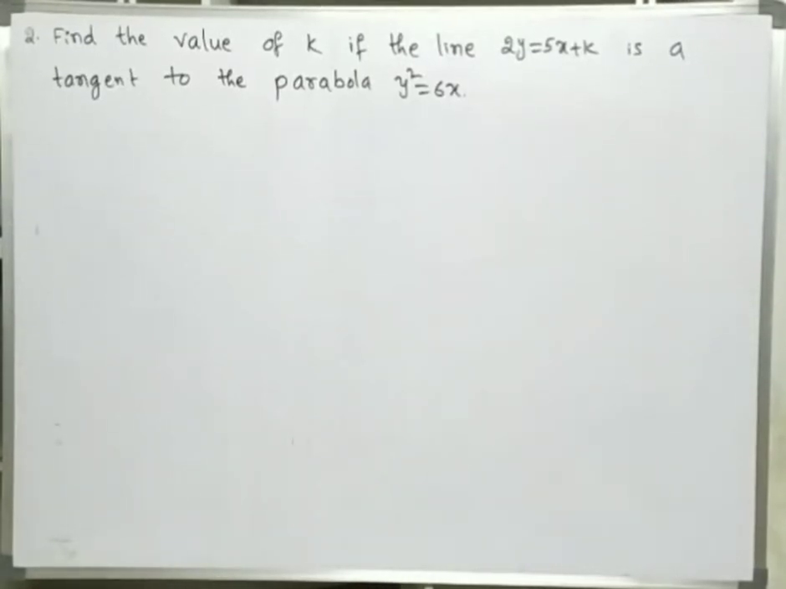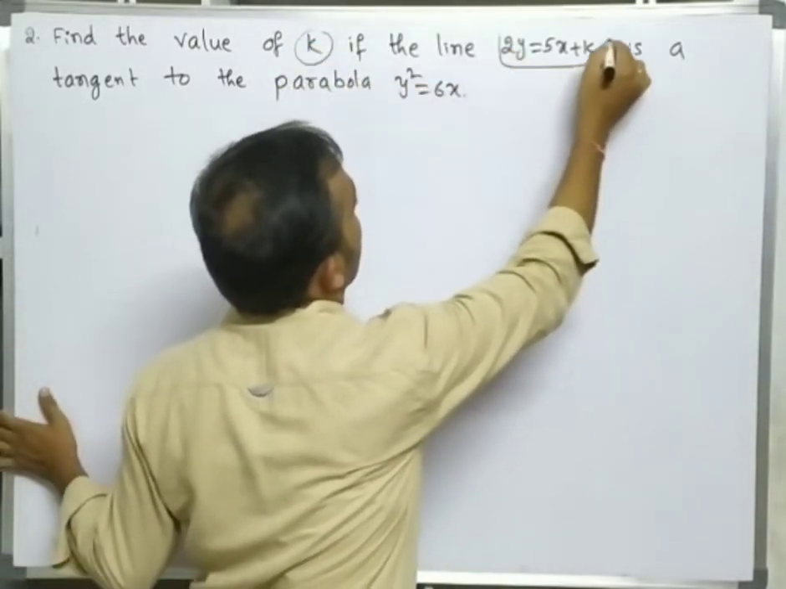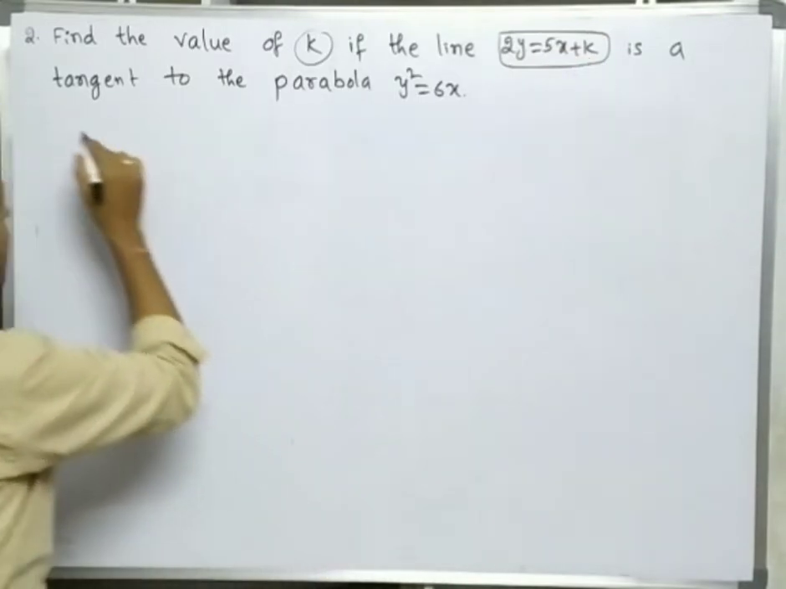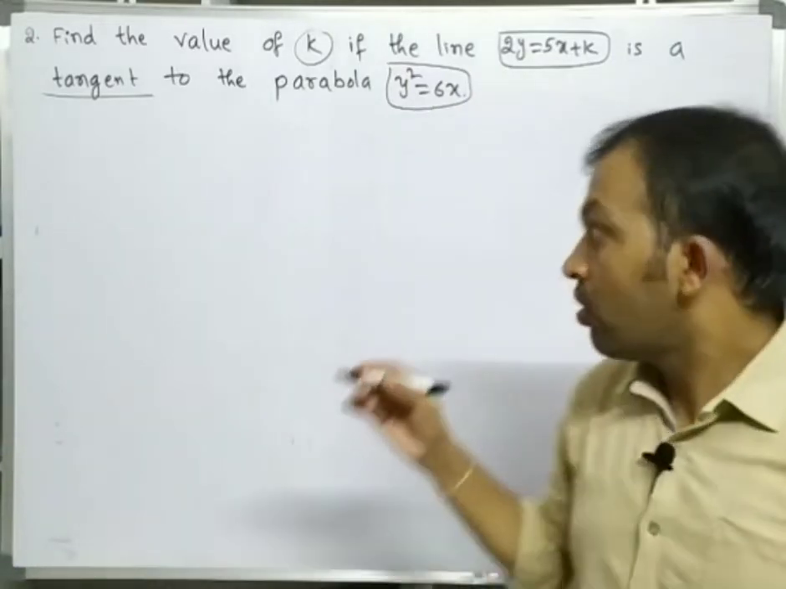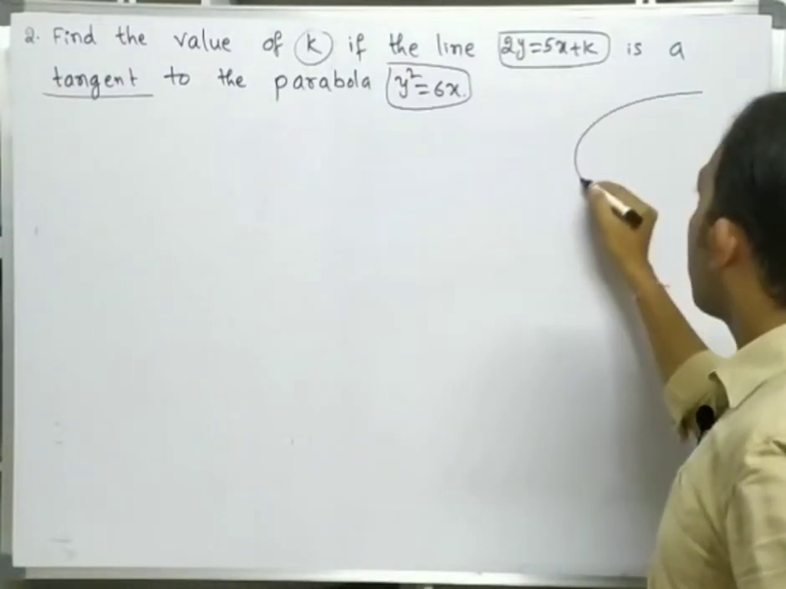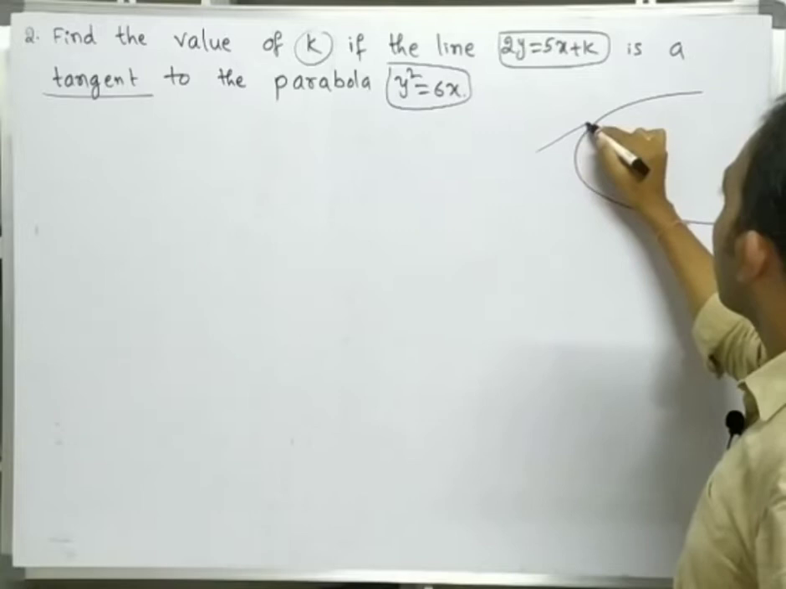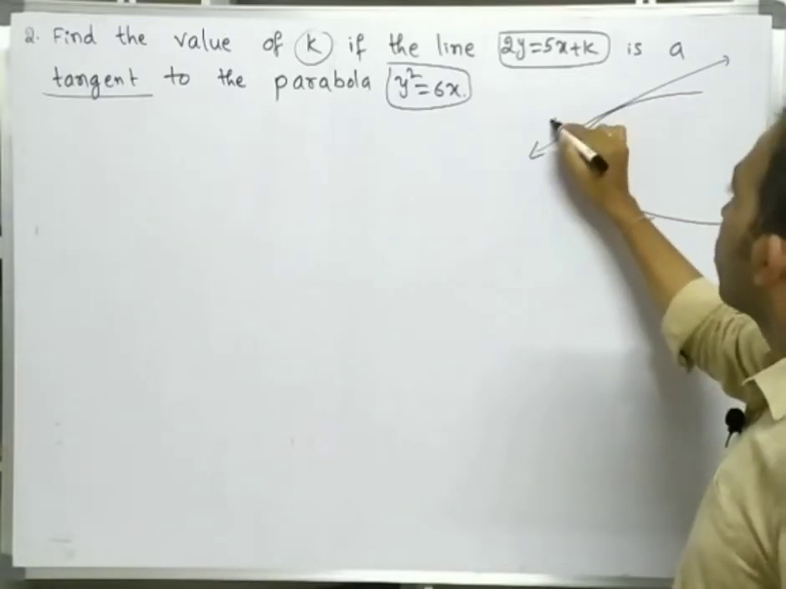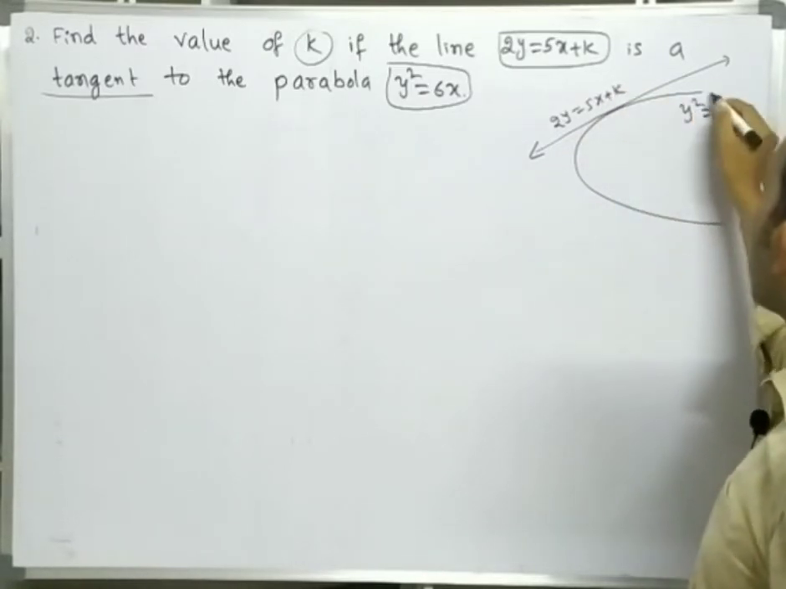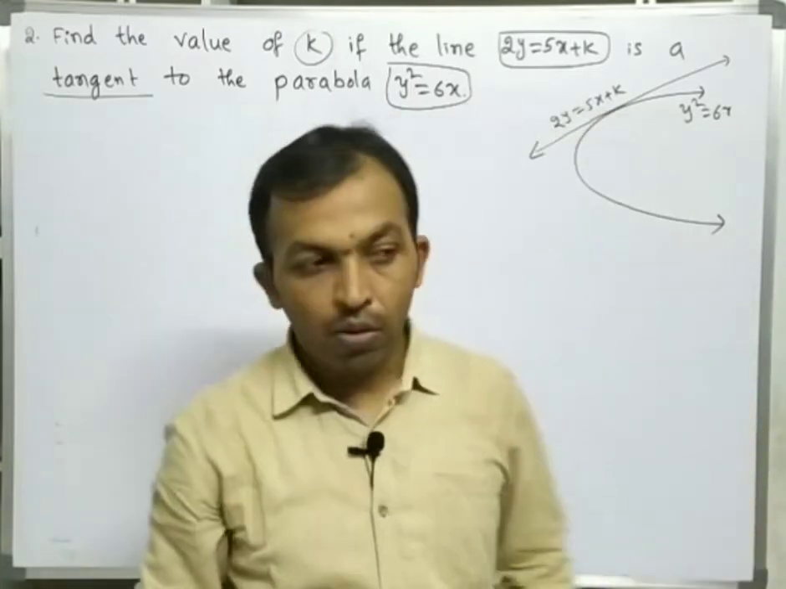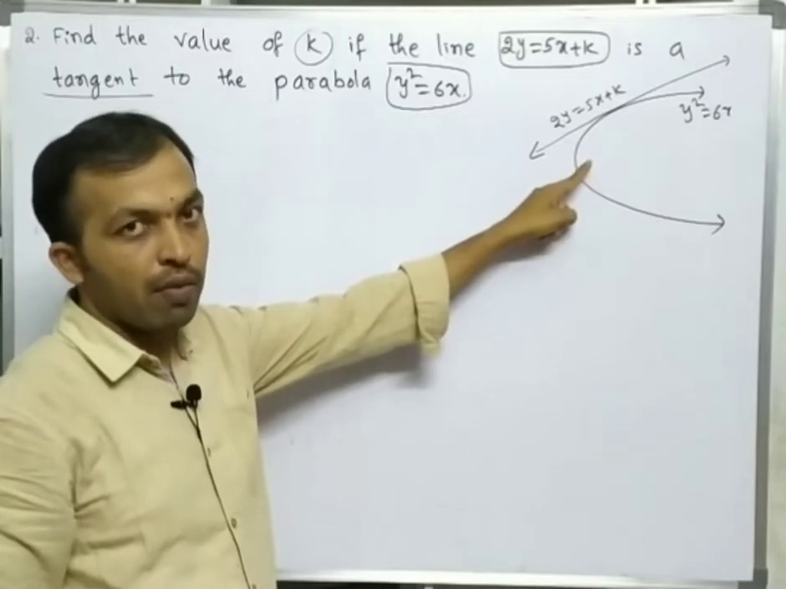Okay. Second problem: find the value of k if the line 2y is equal to 5x plus k is a tangent to the parabola y square is equal to 6x. So y square is equal to 6x is a parabola, and there is a line that may be like this, I am drawing. 2y is equal to 5x plus k is a line, y square is equal to 6x is a parabola. So this line should be tangent to the given parabola.